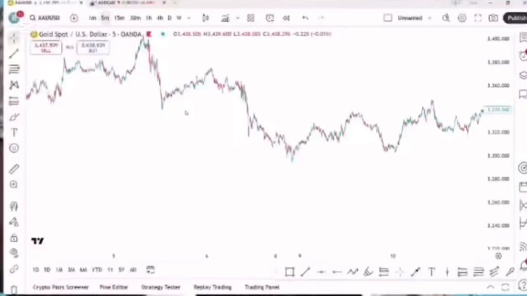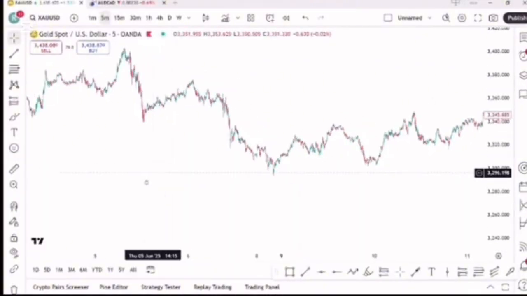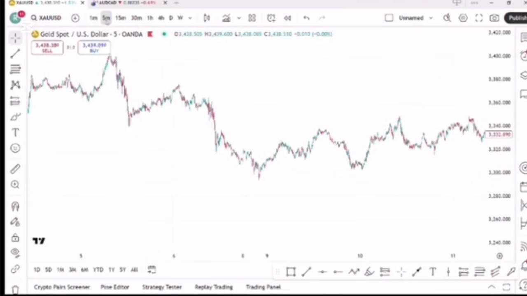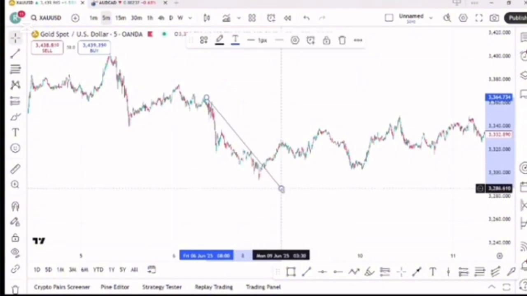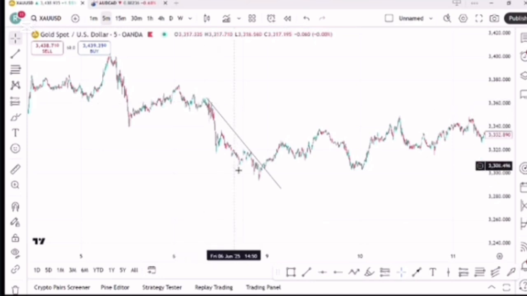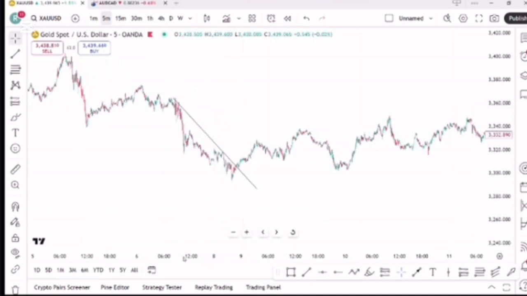Okay, guys, so welcome to the chart. You can see we're in a 5 minute on gold. Let me show you guys an example. You can see we have a trend line here. What makes a trend line valid? When it has 2 or more touches. So you can see the trend line here, and where did the trend line break? It broke at this particular level.